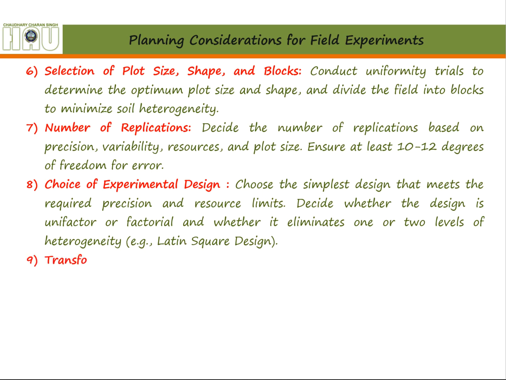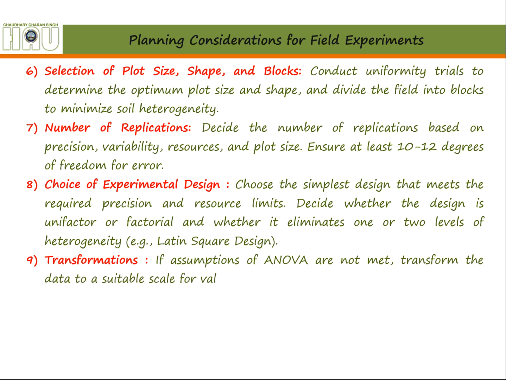Then the next one is transformation. It is not necessary that you will get normal data from the field experiment, and the assumption of normality is very important in analysis of variance. If the assumptions of ANOVA are not met, then in order to make the data normal, we will use certain transformations.